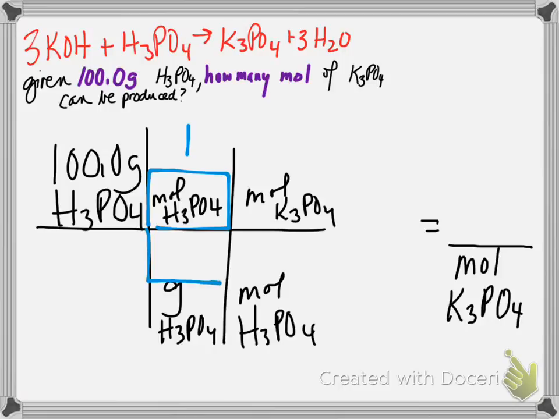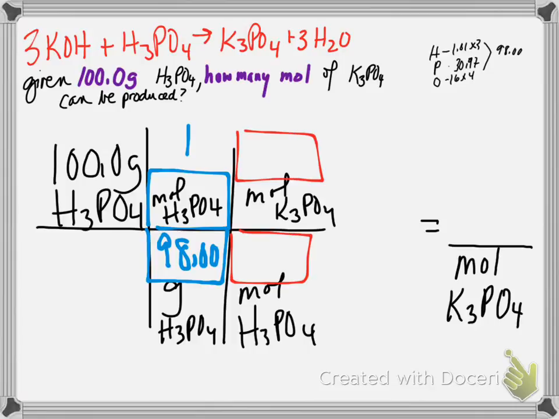Where are we going to get the value for grams? The molar mass! So let's do that. Okay, so I've got 98 grams of phosphoric acid in every mole of it. Where do we get our numbers for this mole ratio? From the coefficients in the equation, right. And in this case, as we discovered in the last one, they're both 1, which is nice. It's a 1-to-1.